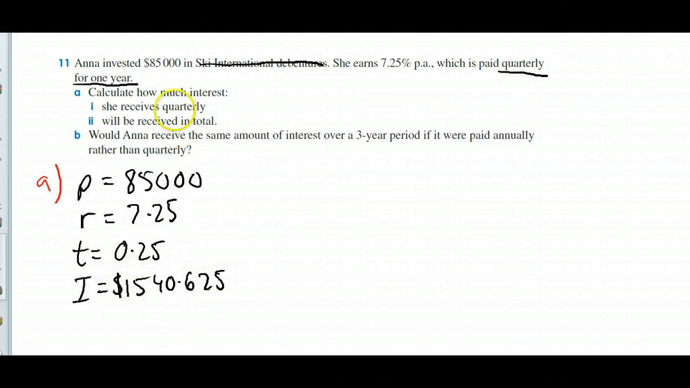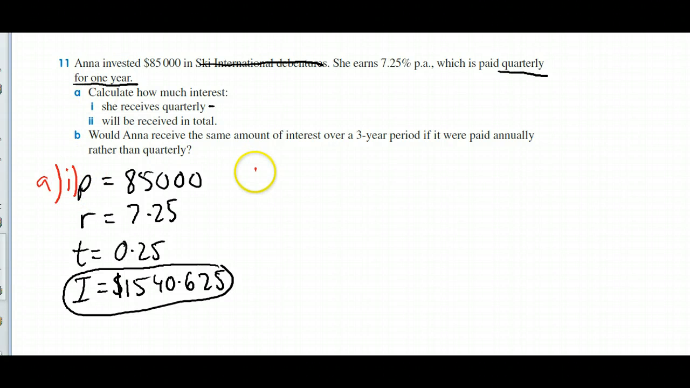$1540.625. That's in a quarter. So that's the answer to the first part, which was part I. And then in the second part, we need to work out how much will be received in total. So the total is going to be after 1 year, because this is going on for 4 quarters across 1 year.